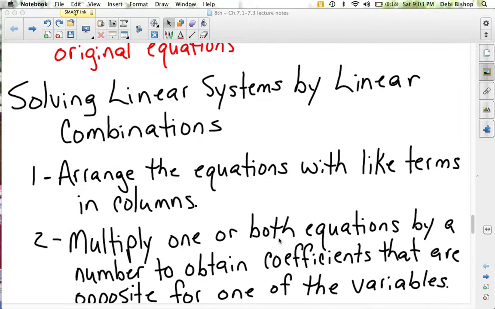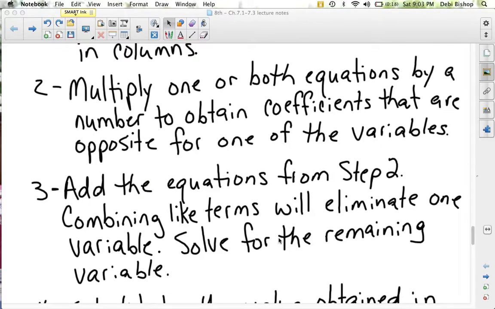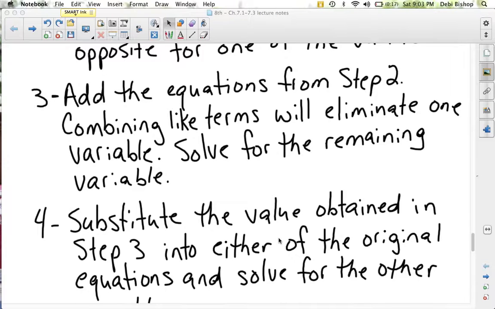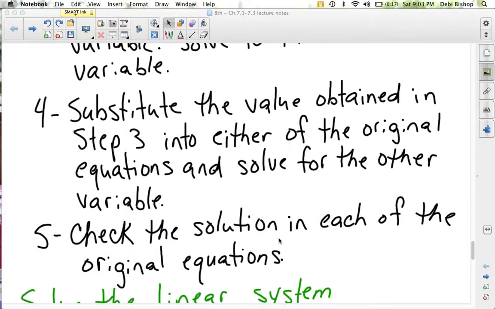Now our third way is called linear combinations. And to me, I think of it more of an elimination type of process, but you're actually combining some of these things. So you arrange the equations with like terms in columns. Then you multiply one or both equations by a number to obtain coefficients that are opposite for one of the variables. You add the equations from step 2. Combining like terms will eliminate one of the variables, and then you solve for the remaining variable. And then you substitute the value obtained in step 3 into either one of the original equations and solve for the other variable and check the solution.